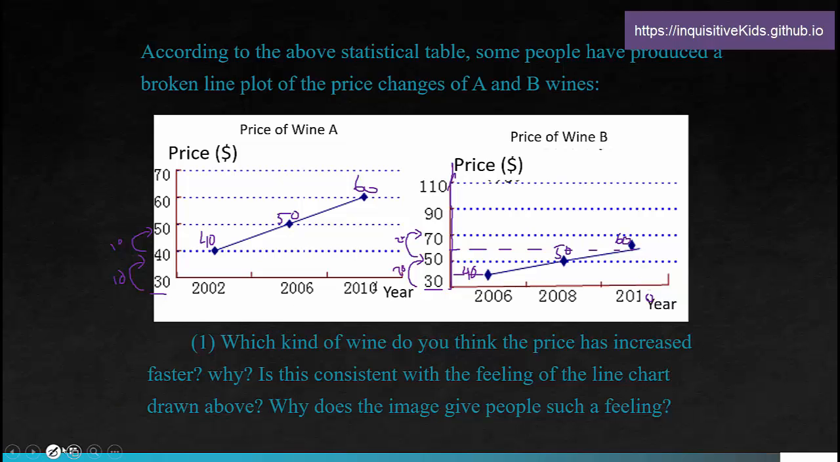So really, the values are the same. The slopes are the same. It's just that when you look at it, because the tick marks here have a wider range, it would look like this grows slower than this, the price of wine A, but really it grows the same.